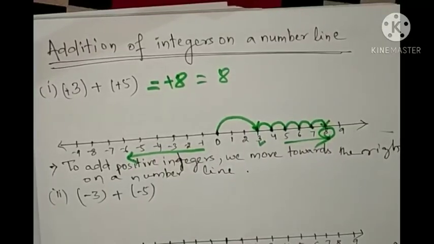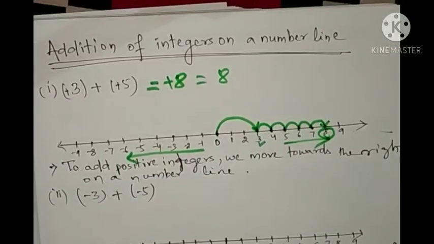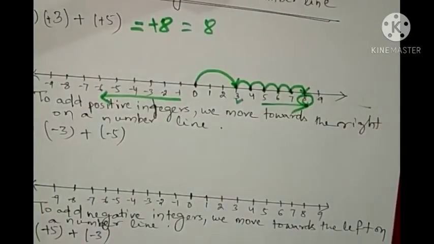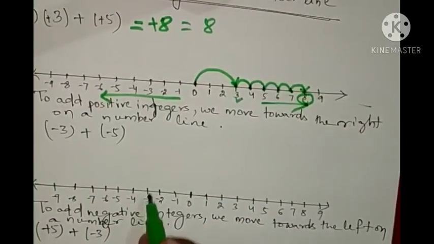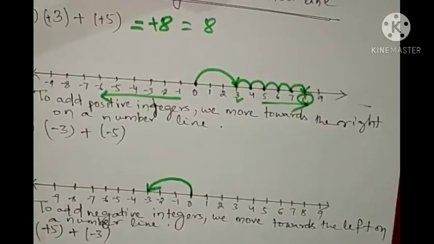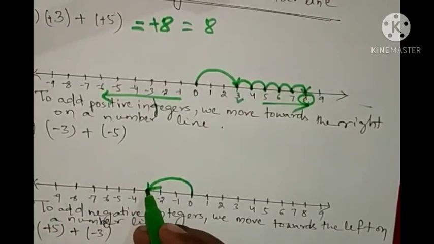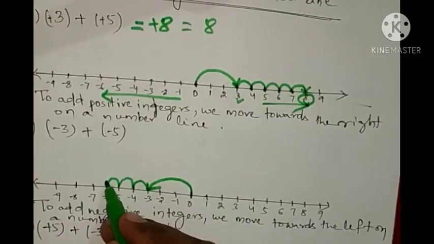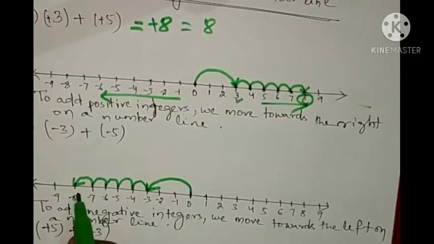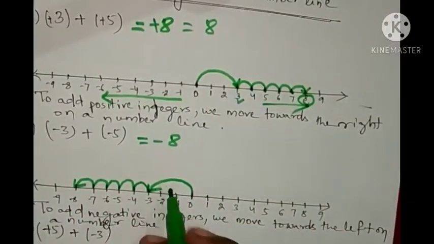Next, minus 3 plus minus 5. The same thing: negative integers are on the left side of 0, so minus 3 is here. From 0 move to minus 3. Next it is minus 5, which means you have to move towards left: 1, 2, 3, 4, 5. So you got minus 8.